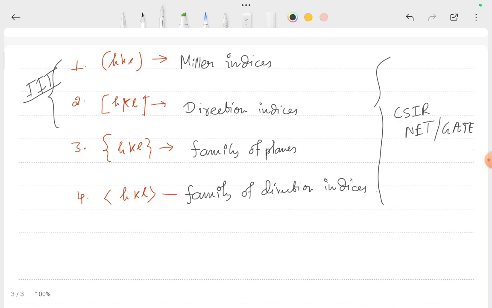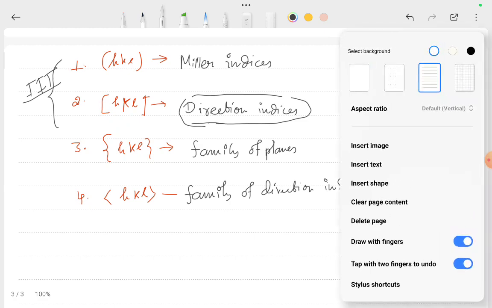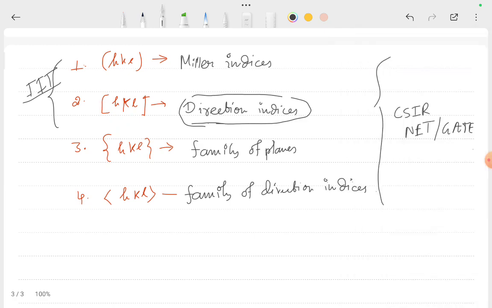So in our next class we will discuss direction indices. In our next class we will discuss only the direction indices part in detail, and try to solve some IIT JAM problems. We will mainly discuss direction indices, and solve a few problems of Miller indices and direction indices, which are asked in IIT JAM examinations. Okay, in detail, right?